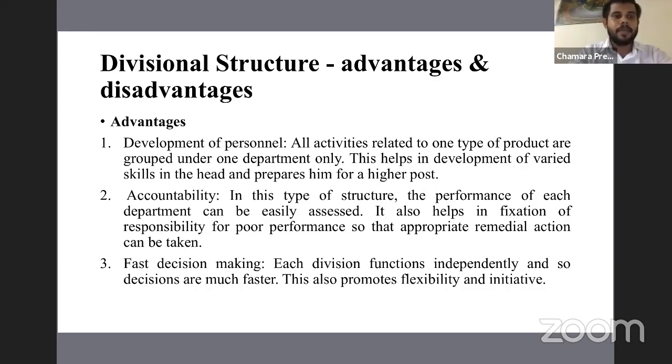And fast decision making, it's easy for us to make decisions. Why? Because if we want to communicate something and want them to make decisions, you can just ask all these divisional heads and come up with a plan or something like that, right? They work independently, so decisions are much faster. This also promotes flexibility and initiative.